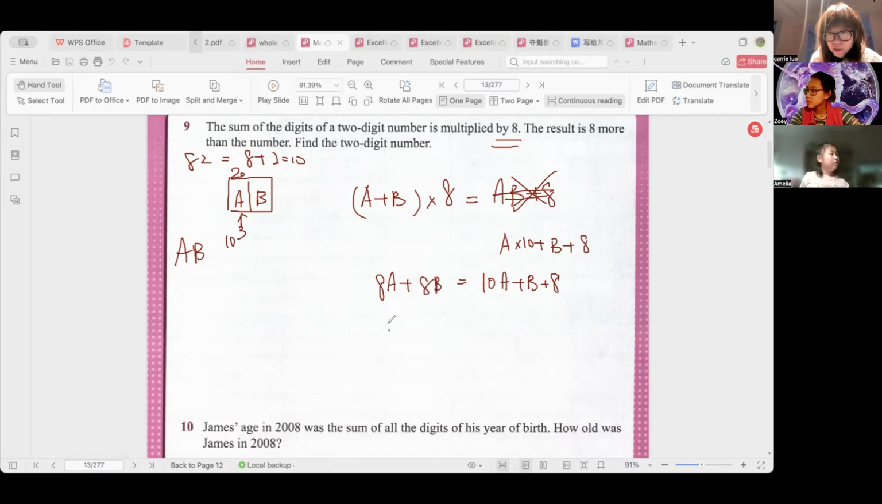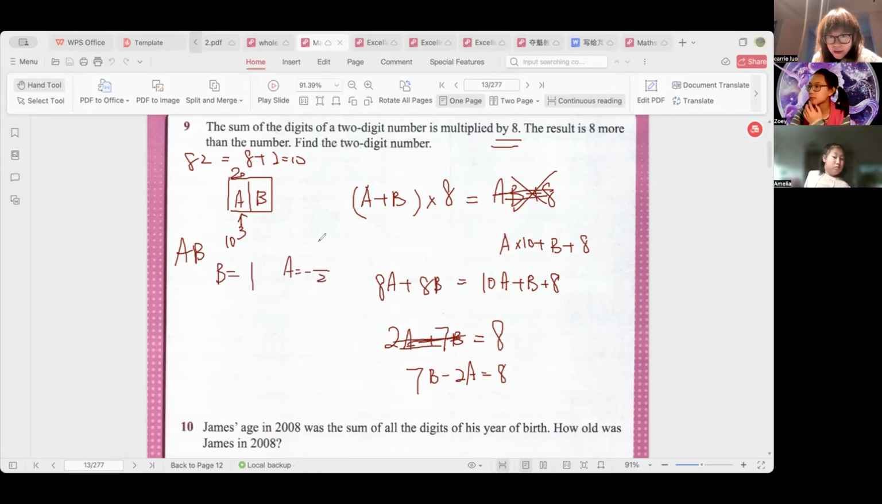Okay, so we have 8 times A plus B equals 10A plus B plus 8. I'm putting together. So 2A plus 7B equals 8. Oh, sorry. 7B minus 2A equals 8. Correct? Okay, so now let's take a look at this one. So how do we do it? If B equals 1, is it possible? No. If B equals 1, A is going to equal negative half, which is impossible. They are whole numbers, right?